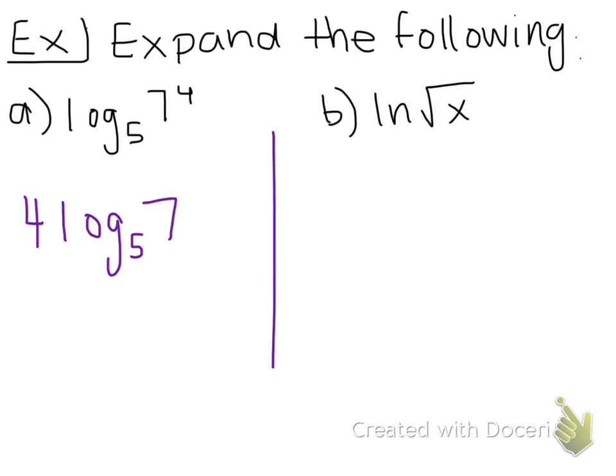Done. Letter B doesn't necessarily look like the power rule initially because you don't see an exponent, but we did learn that the square root of something is raising something to the 1/2 power. So I could rewrite this as 1/2. So now you can see your exponent. Now power rule says the exponent goes out front, and that's as far as we can go for letter B.